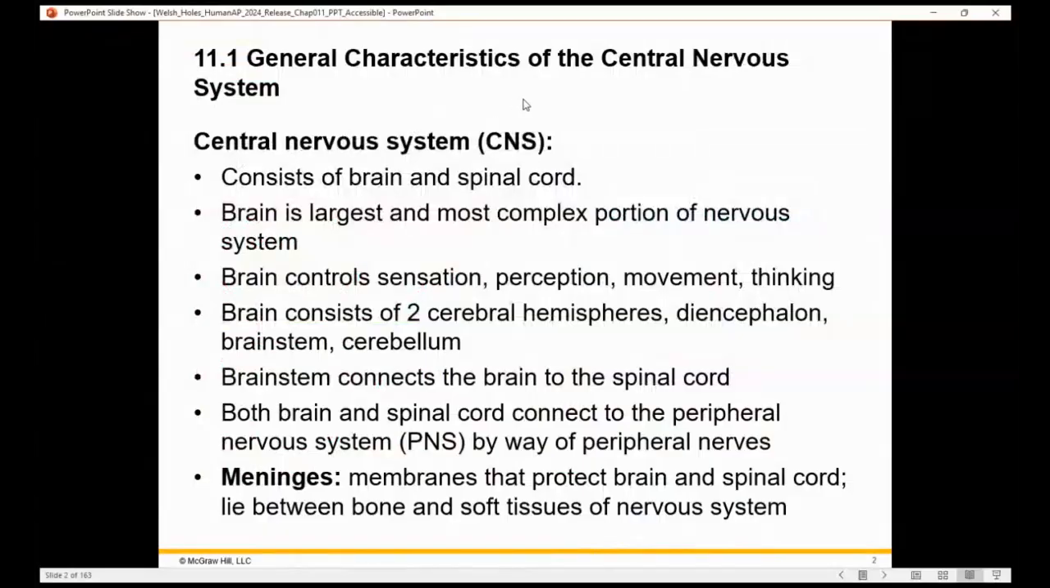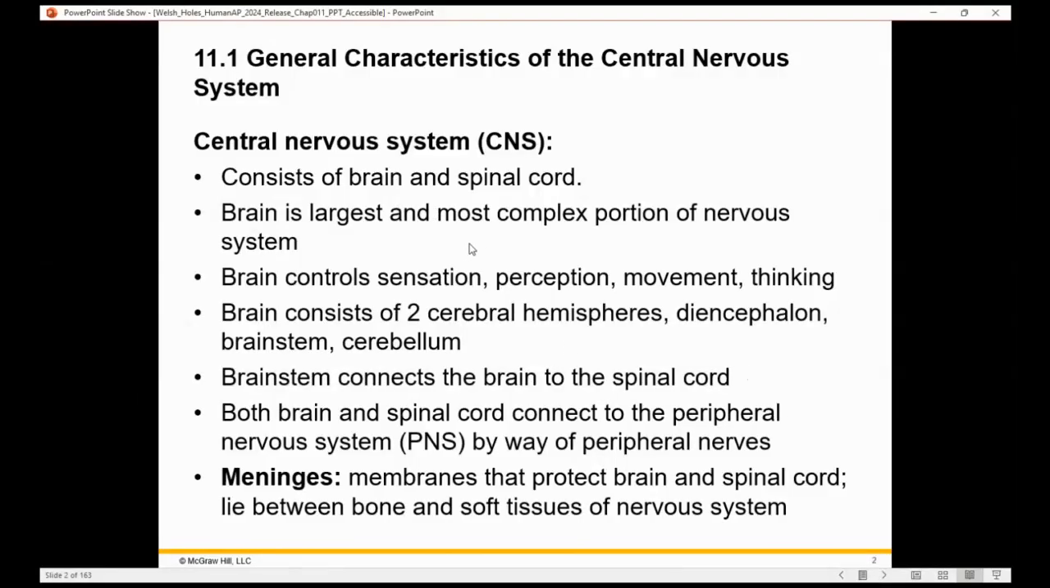Okay, let's start out with the general characteristics of the central nervous system. Of course, the two major divisions are the central nervous system and the peripheral nervous system, and then you can subcategorize those further, which we will talk about later in this recording as well as other recordings. The central nervous system is the brain and spinal cord, everything right down the center.